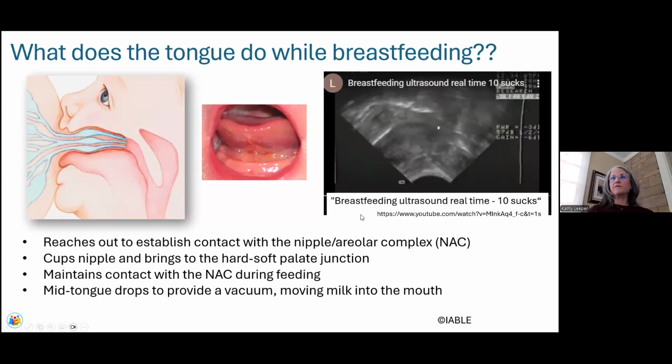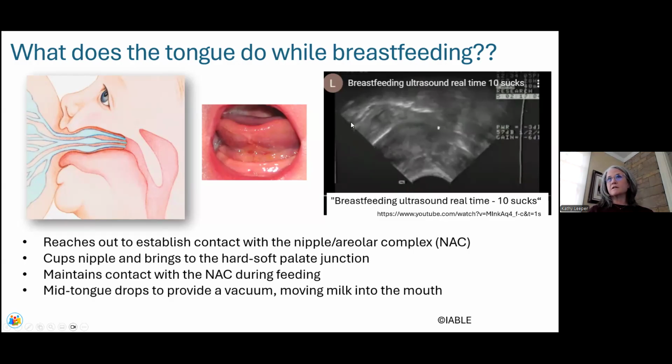So if you haven't seen it before, I really urge you to Google breastfeeding ultrasound real-time 10 sucks, and you will get this video. And to orient you, if you choose to watch the video, this white line is the bottom of the nipple. This is the top of the nipple. This is the front edge of the nipple. This is the tongue. And unfortunately, you can never see the tip of the tongue because of the baby's chin, and ultrasound will not go through the bone.